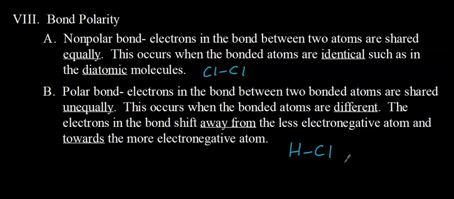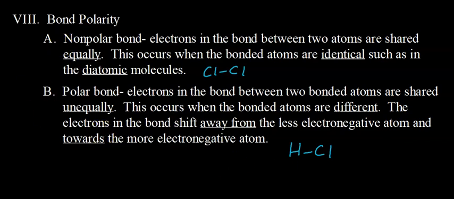So going back to the tug of war analogy, let's say that you have one team that's a little bit stronger than the other team. The flag that's on the rope will move closer to the stronger team. Same thing here. Those shared electrons are going to spend more time closer to chlorine's nucleus than they are to hydrogen's nucleus. We end up with a bond that has opposite ends. One end of the bond is partially positive, and one end of the bond is partially negative.